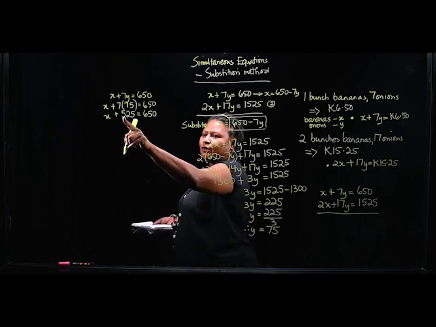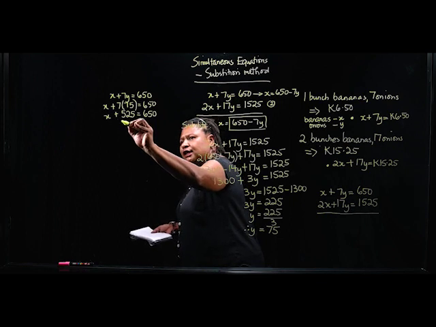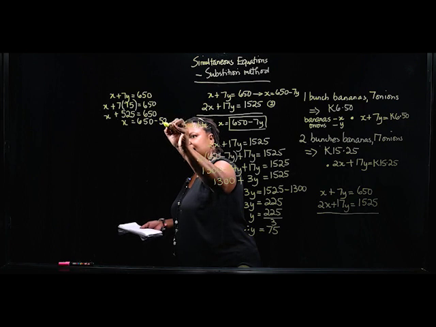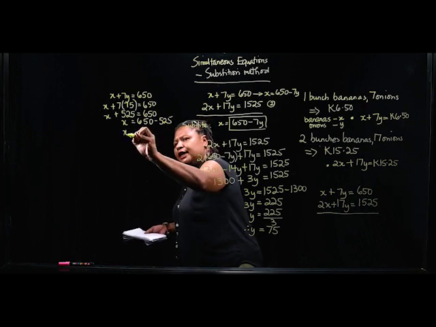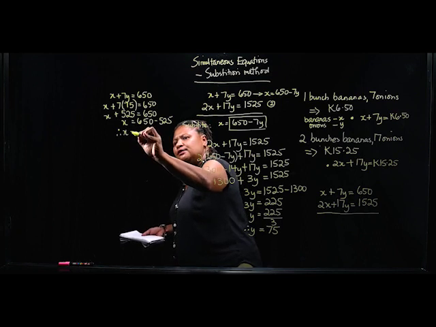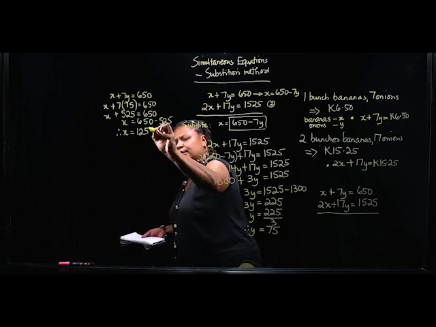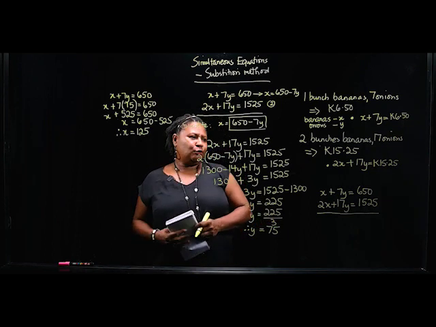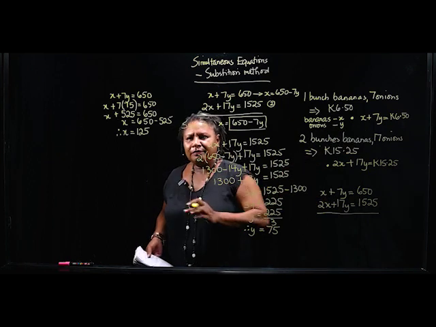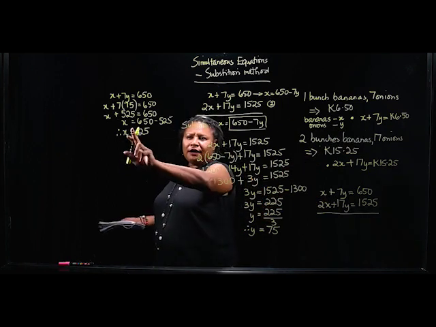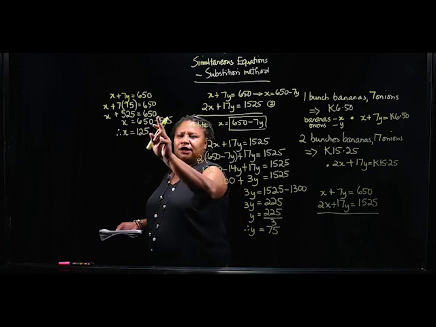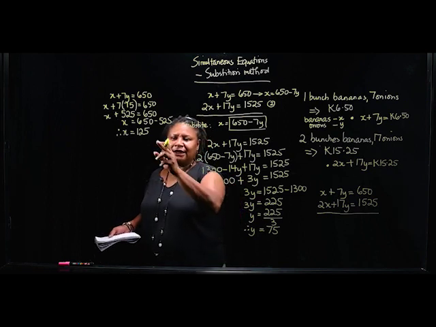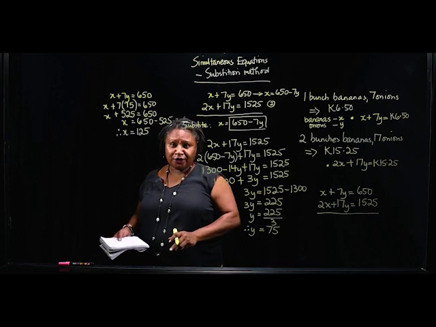And this number here, we're going to take this to this side of the equation. So x is equal to 650 minus 525. x is therefore equal to 125. Now this is in toya. Don't forget that. We changed our kina to toya. So one bunch of bananas cost 125 toya. In other words, it was 1 kina 25 toya for a bunch of bananas.